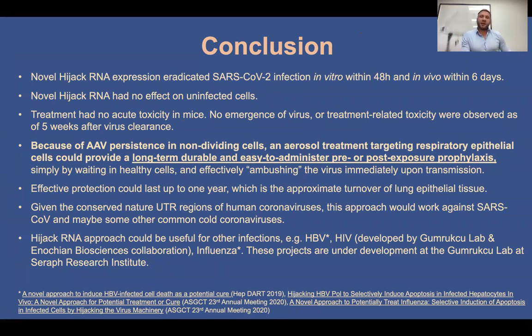Because AAV persists in non-dividing cells, an aerosolized treatment targeting respiratory epithelial cells could provide a long-term, durable, and easy-to-administer pre- or post-exposure prophylaxis simply by waiting in healthy cells and effectively ambushing the virus immediately upon transmission. An effective protection could last up to 1 year, which is the approximate turnover of lung epithelial cells. And given the conserved nature of UTR regions of most human coronaviruses, this approach would work against SARS-CoV-1 as well as some of the other common cold coronaviruses.